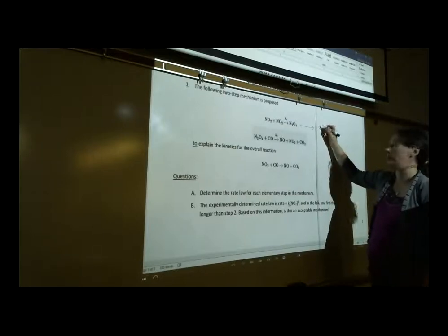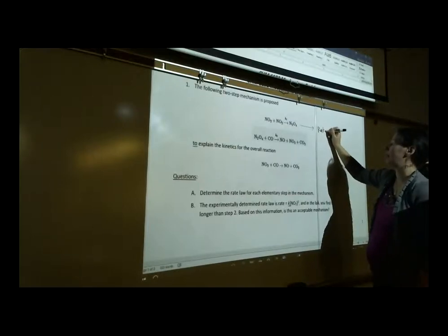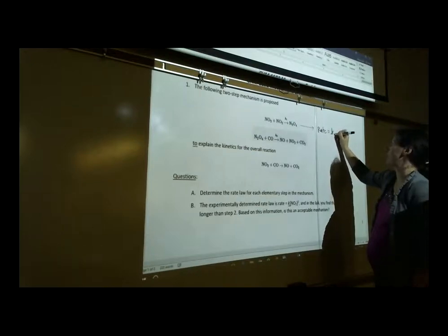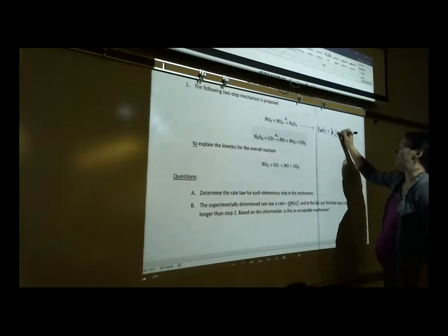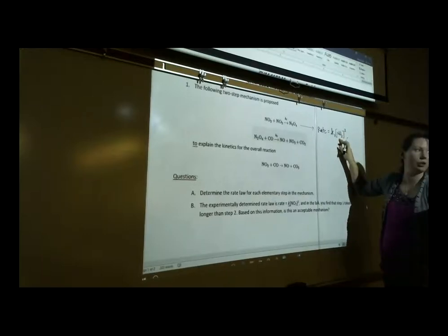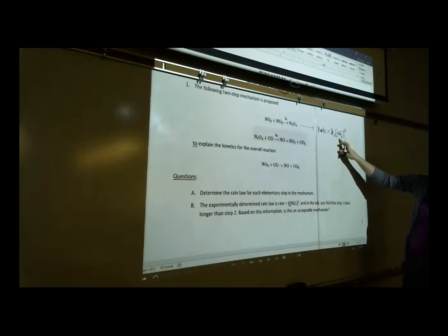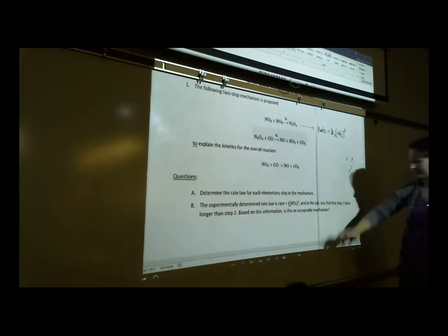What's the M word I'm looking for? Molecularity, right. So rate equals k1, what for this one? It's just NO2 squared, right? Because NO2 times NO2 is the same thing as NO2 squared. If you wrote it as NO2 times NO2, that's fine. It's not wrong to say X times X or X squared. They mean the same thing. But you don't have to.